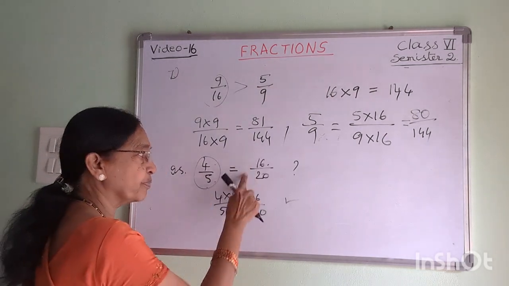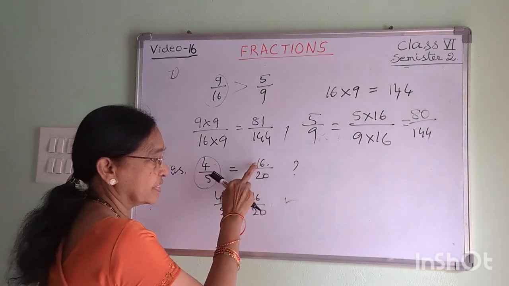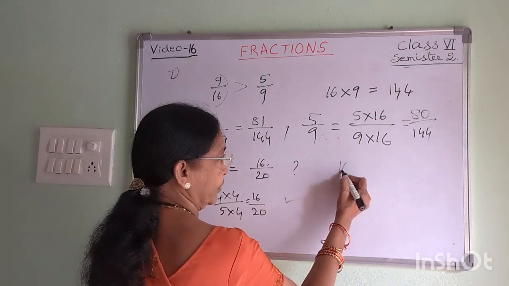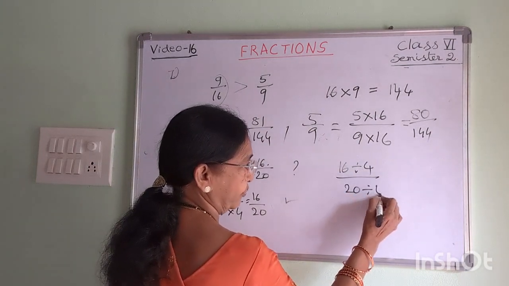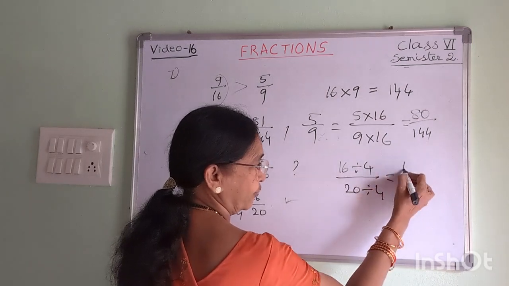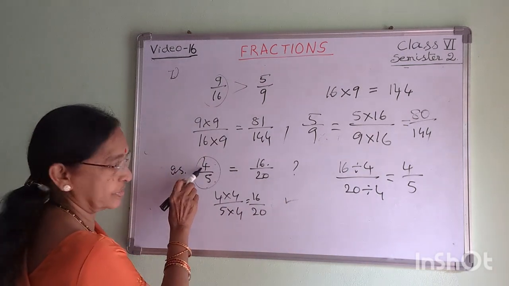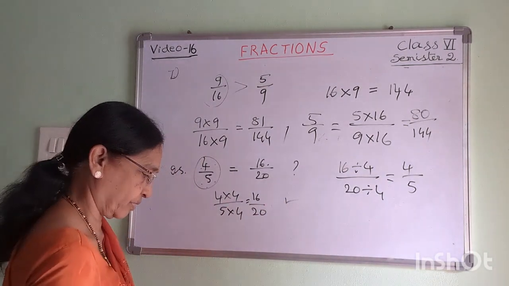Or we can simplify it into its simplest form. For 16 and 20, 4 is the common factor. Therefore dividing both numerator and denominator by 4, 16 divided by 4 is 4, 20 divided by 4 is 5, so this is equal to 4 by 5. Therefore both the fractions are equal.